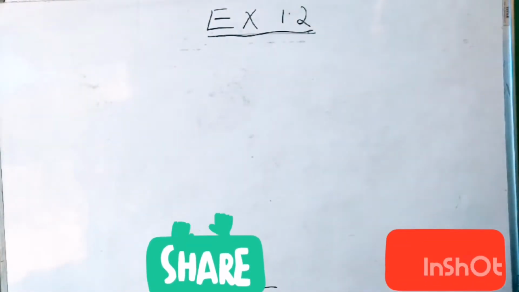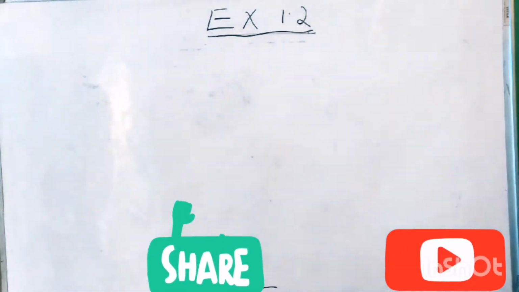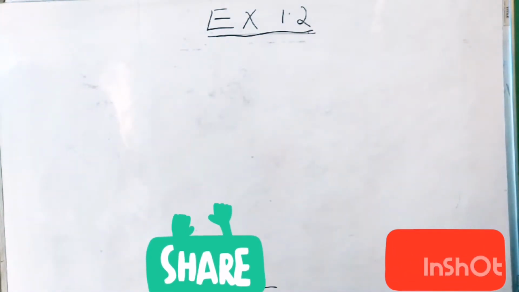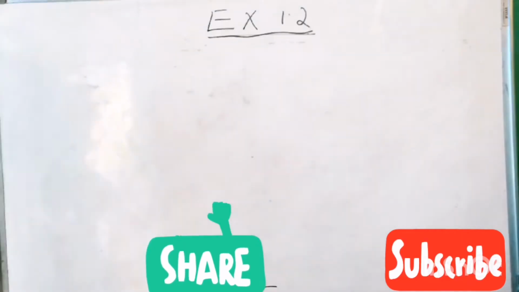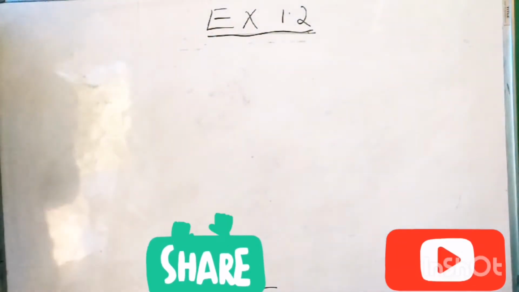Today we are going to discuss exercise 1.2, the second exercise of the chapter, Real Numbers. The first question: express each number as a product of its prime factors. We need to express the given numbers as the product of their prime factors.